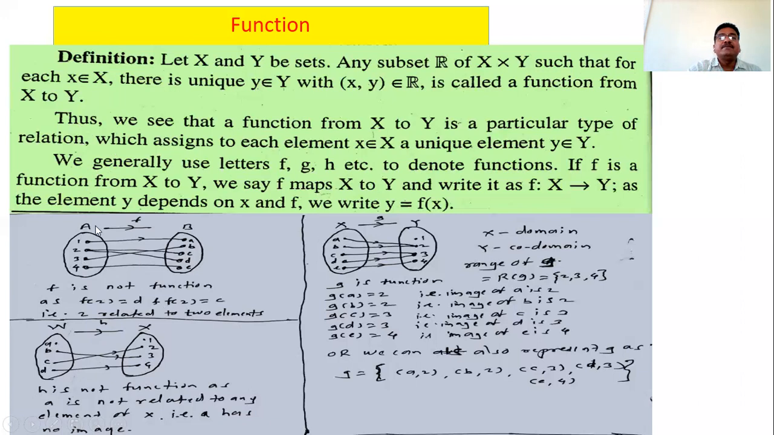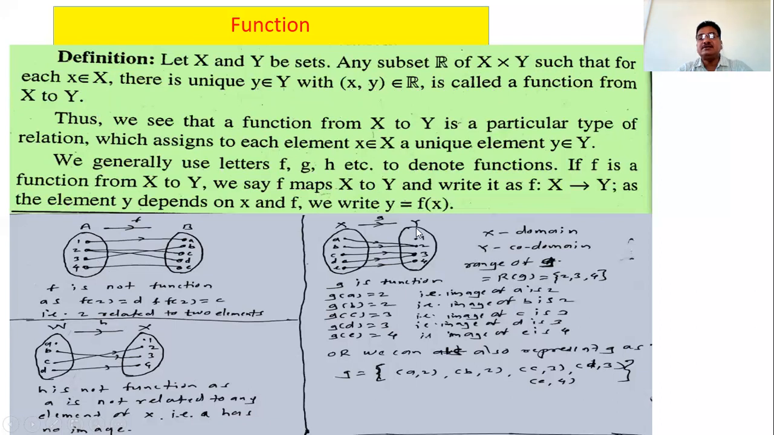So a relation is called a function if two conditions are satisfied. First, it is a subset of X cross Y, and each element of X is related to a unique element of Y. Then we say xy belongs to R means what? xy belongs to R means X is related to Y. Then the relation is called a function. So in the first example, the unique condition fails, and in the second example, the each condition fails.